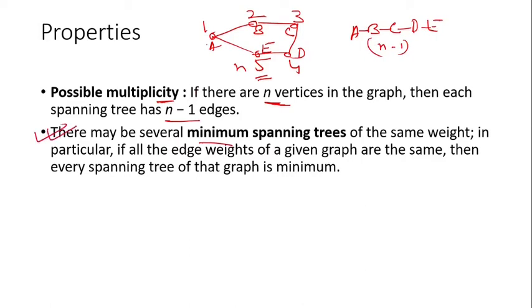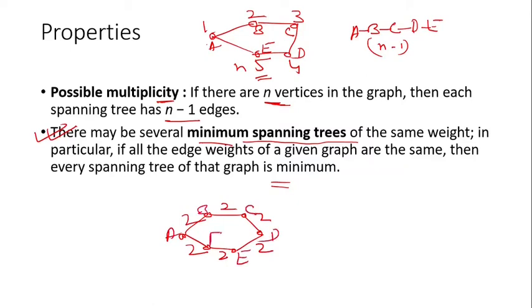This is also interesting information. There may be several minimum spanning trees of the same weight. In particular, if the edge weights of a graph are the same, then every spanning tree of that graph is minimum. Now if I give you a graph where all edge weights are the same, let's say 2, 2, 2, 2, 2 and 2, with vertices A, B, C, D, E, F, all edges having the same weight, then every spanning tree of the graph is minimum.